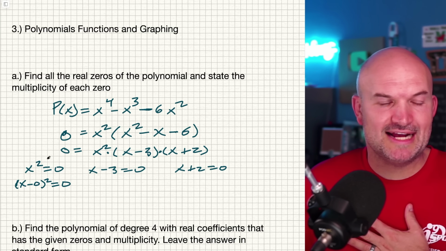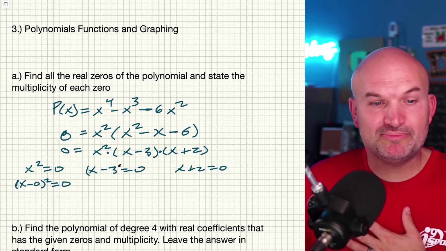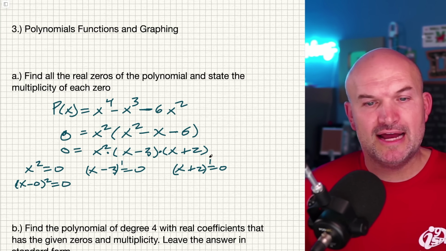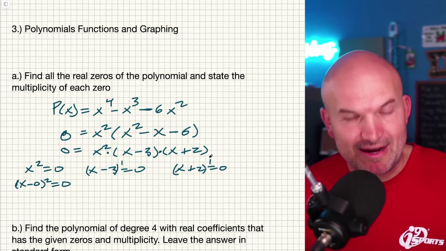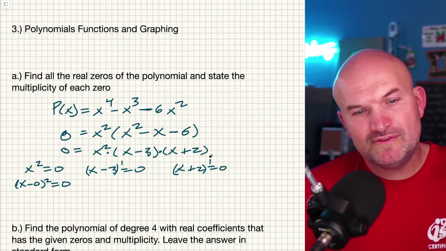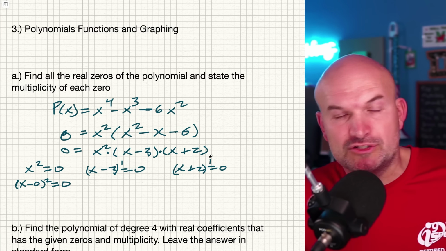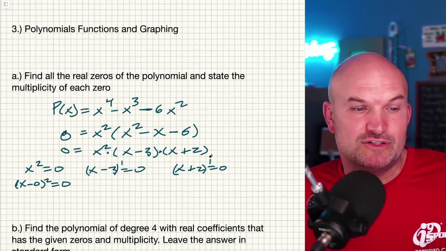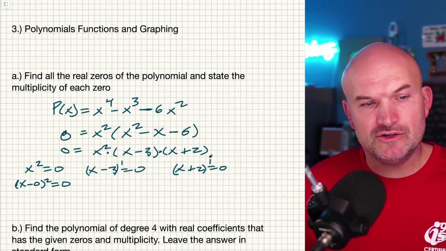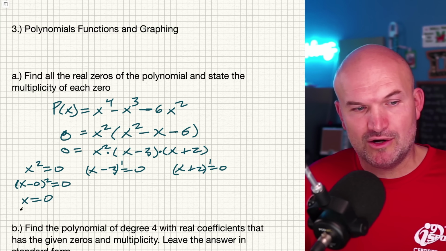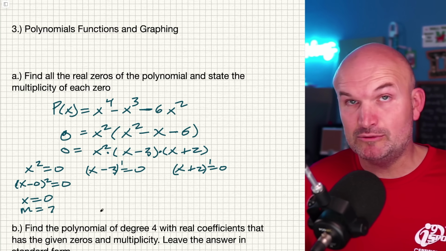When we're looking at the multiplicity, we're looking at the power of the factors. Multiplicity is very helpful, especially when graphing. It explains the bouncing effect or the crossing effect. If you have an odd multiplicity, the graph is going to cross at that zero. If you have an even multiplicity, the graph is going to bounce at that zero. So in this case, when you solve, you get x is equal to 0, but it has a multiplicity equal to 2.